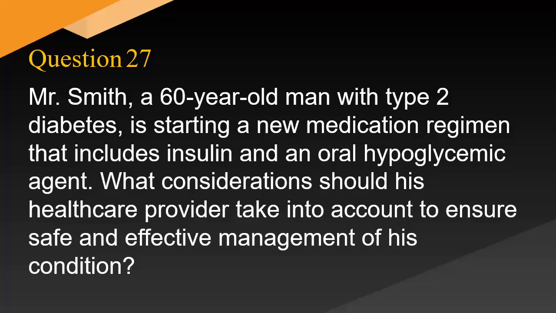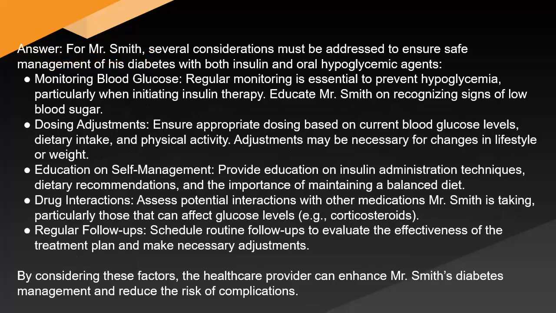Mr. Smith, a 60-year-old man with type 2 diabetes, is starting a new medication regimen that includes insulin and an oral hypoglycemic agent. What considerations should his healthcare provider take into account to ensure safe and effective management of his condition? Answer: For Mr. Smith, several considerations must be addressed to ensure safe management of his diabetes with both insulin and oral hypoglycemic agents. Monitoring blood glucose.